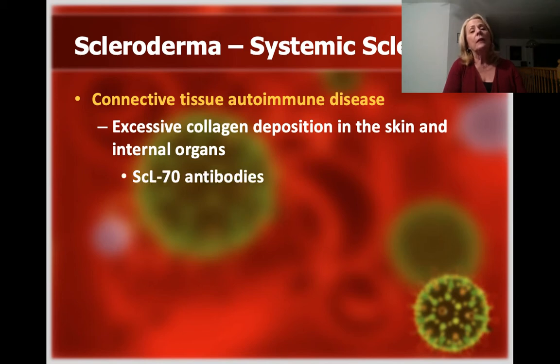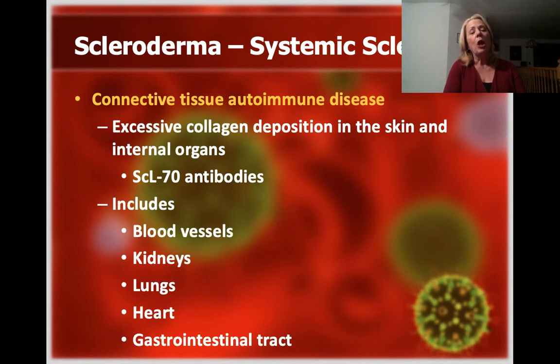This is where you can detect what they call the Scleroderma 70 antibodies that are being produced. And these antibodies, as they're being produced, are causing collagen to be deposited in other places like blood vessels, kidneys, heart, and GI tract.